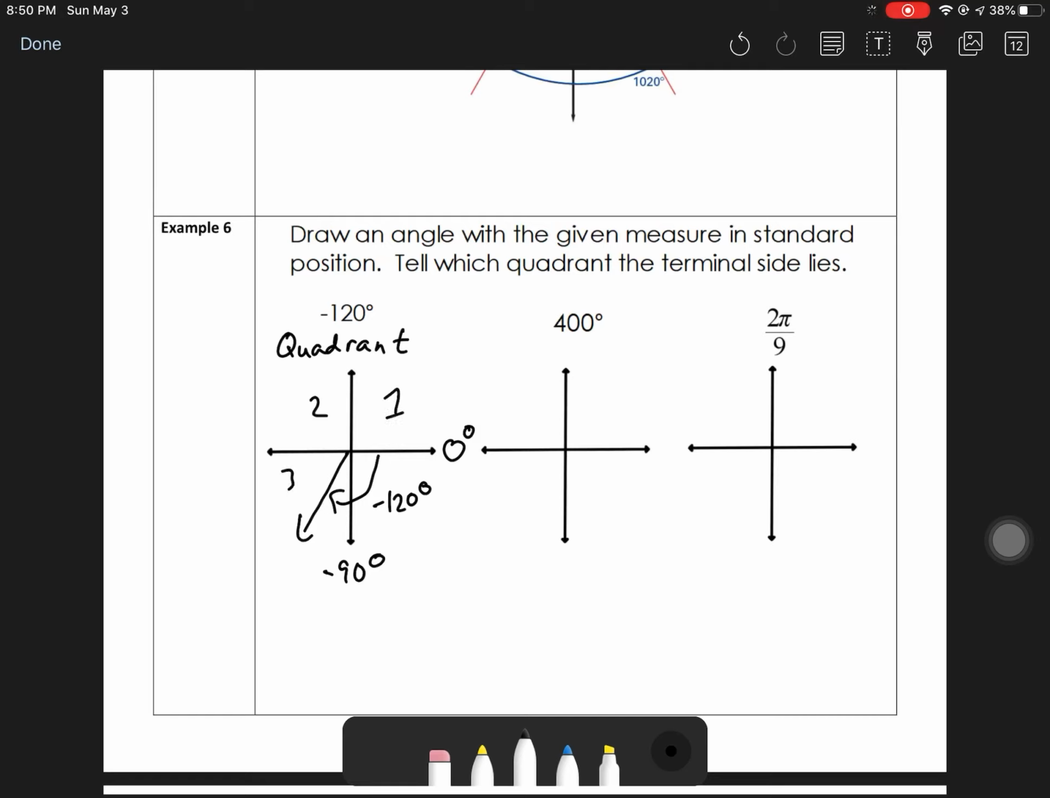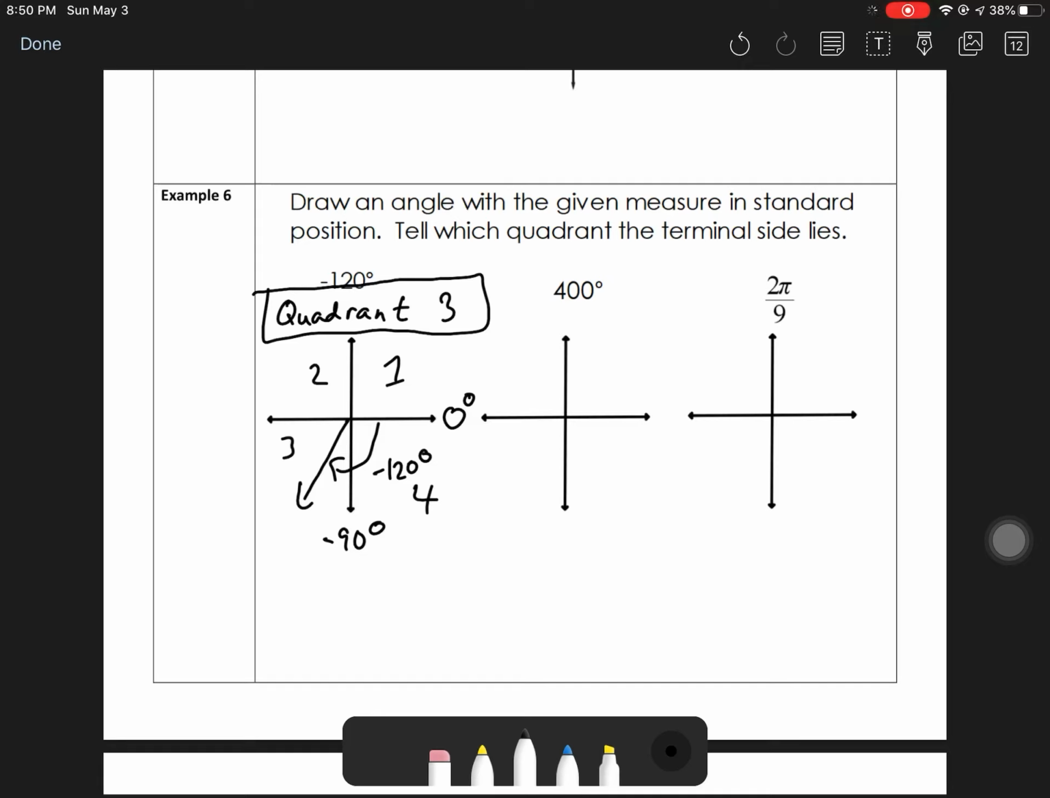So this is 1, 2, 3, 4 for the quadrants. So this is quadrant 3, our terminal side. Okay, and then we have 400. So 400 is bigger than 360, which means we want to figure out how much bigger it is than 360. So if you were to subtract, we would get 40 degrees.